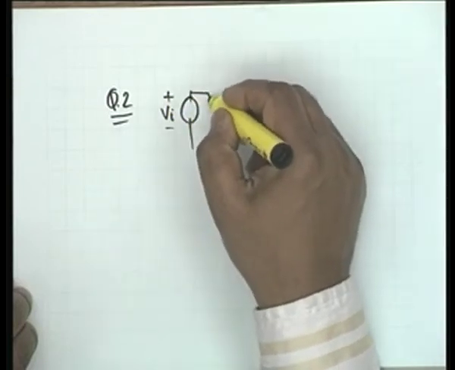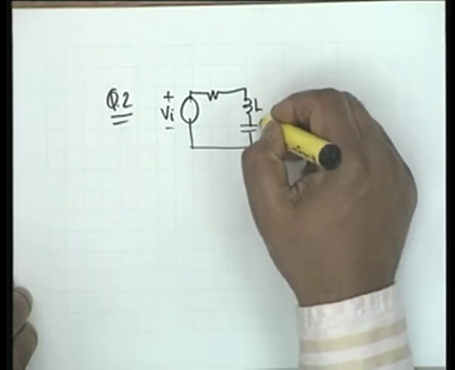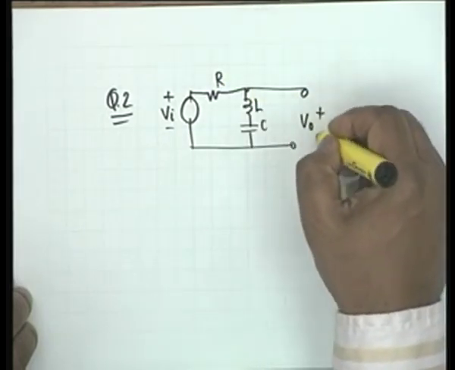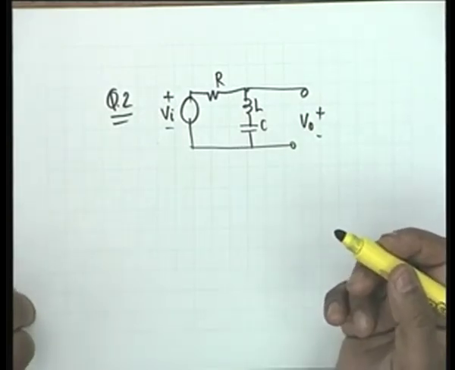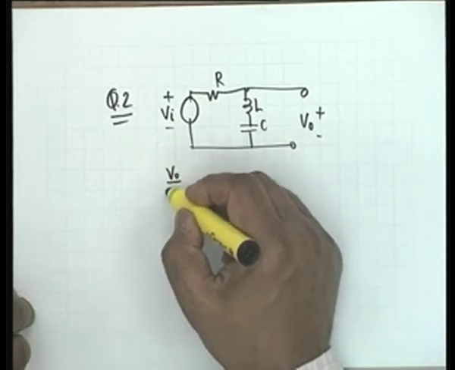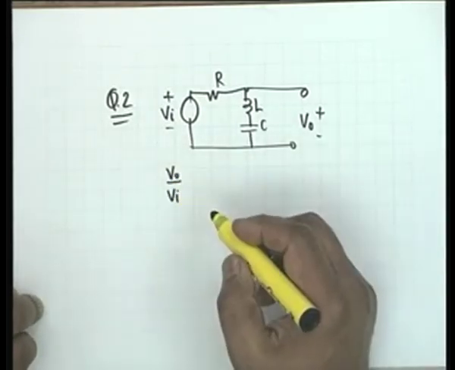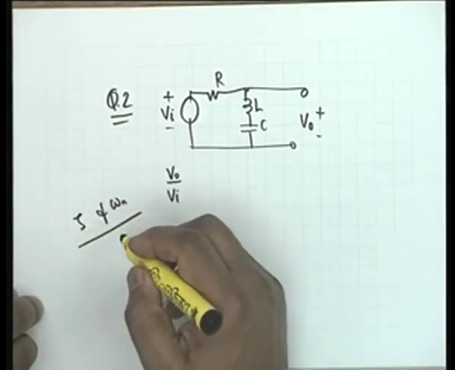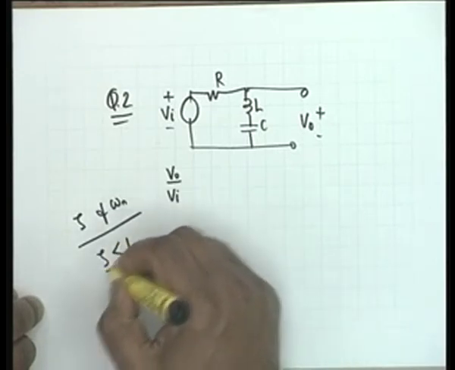There is no problem in this. L and C, there are no special values. This is V0. The question was, in the network shown below, write an expression for the transfer function, that is V0 by Vi, and I wanted it in terms of zeta and omega n. And I also stated that zeta is less than 1.